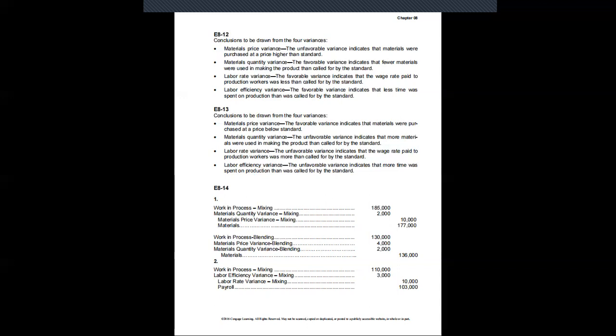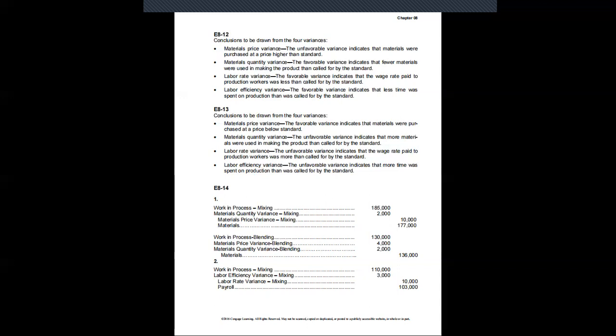The labor rate variance again is a credit, still favorable. It indicates that the wage rate paid to production workers was less than called for by the standard. And labor efficiency variance, still a credit, thus favorable, indicates that less time was spent on production than was called for by the standard.